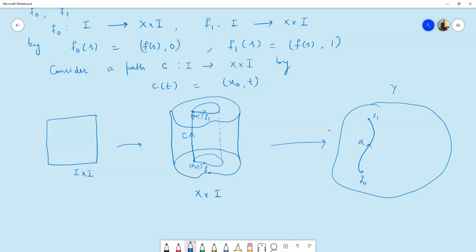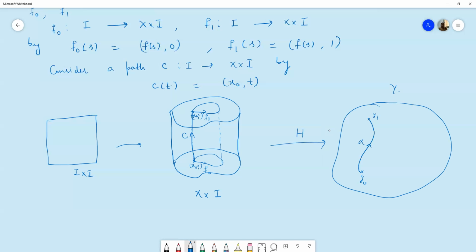Then h circle f. Now because f is a loop based at point x0, h circle f is a loop in space Y based at point y0. And similarly, k circle f, since f is a loop in X based at x0, is a loop in Y based at point y1. So this is our diagram. Now in this case, we assume that capital H is a homotopy between h and k.